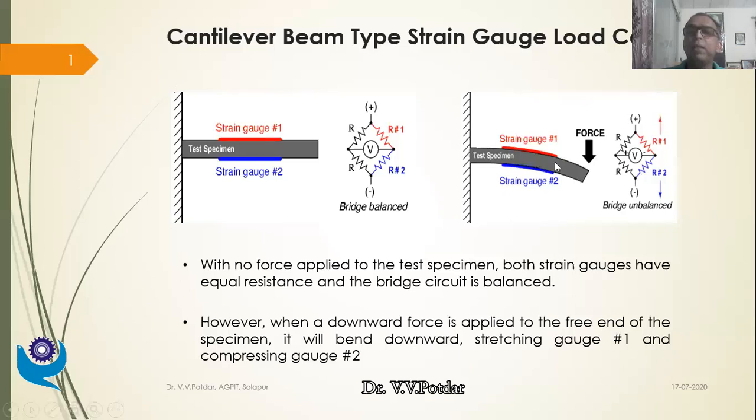Remember, this is a bit exaggerated figure. The beam will not be deflected that much. Just to make you understand the concept, more deflection is shown here. So when I apply a bending load, the top surface strain gauge will undergo plus epsilon, which will lead to plus delta R, and the bottom surface strain gauge will be subjected to minus epsilon, that is minus delta R.